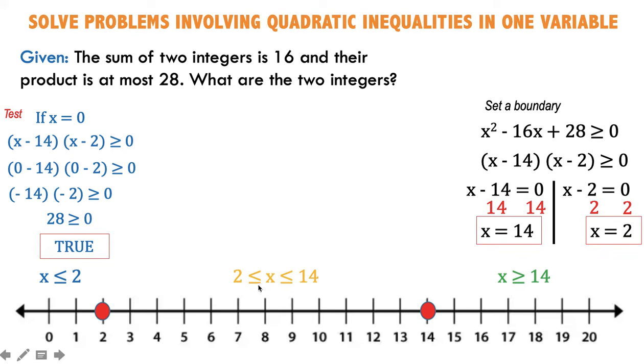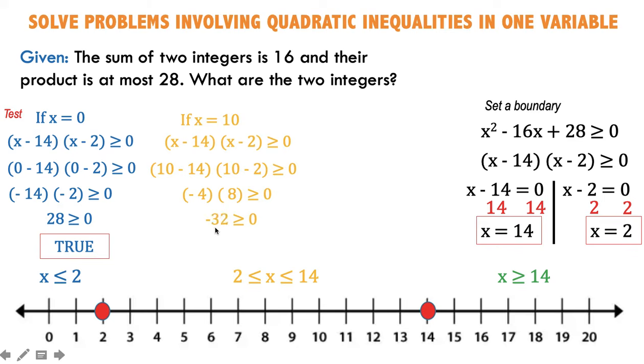So how about this middle part? We can choose any of the numbers, but I prefer 10. So using the same given, substitute x with 10. 10 minus 14 is negative 4. 10 minus 2 is positive 8. 8 times negative 4 is negative 32. Is it true that negative 32 is more than or equal to 0? No, it's not. So it's false.